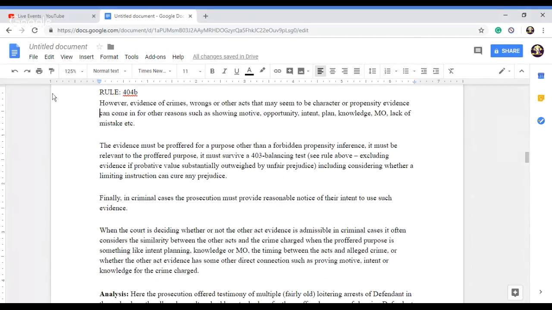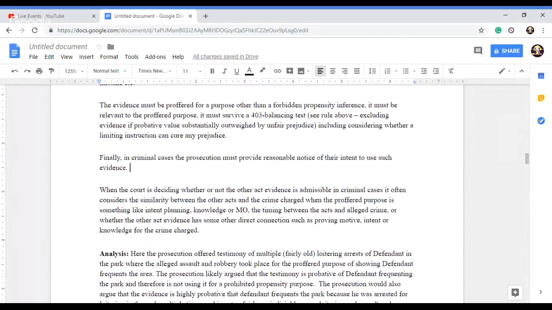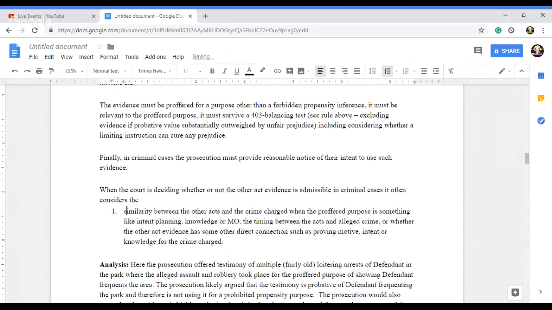So here we have the 404B rule. We have how to present it, right? And it has to go through 403. We have the exception for criminal cases, and if it's a criminal case, you've got to give notice. Then we have when the court is deciding whether other acts evidence is admissible in a criminal case, and it gives you what it often considers. One, similarity between other acts and the crime charged. Two, when the proper purpose is something like intent.